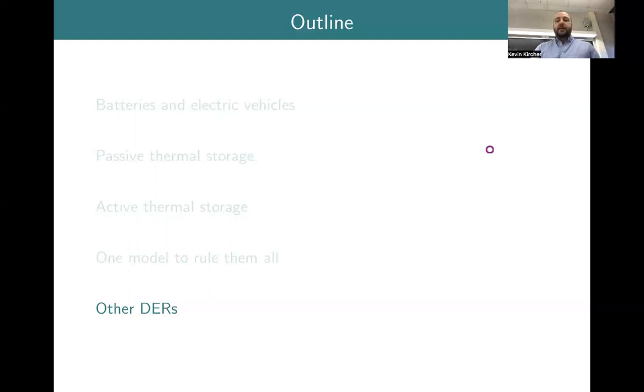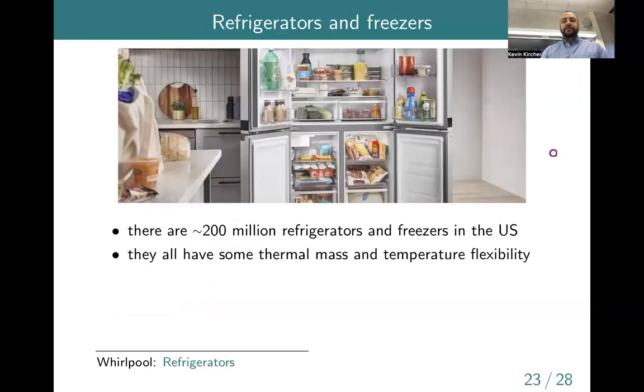All right, so let's move on then and, rapid fire, talk about a couple of other DERs. Another classic one is refrigerators and freezers. Individually, these things typically only use a few hundred watts, but there are a ton of them, right? Basically every home has a fridge, maybe a freezer too. So there are about 200 million of these things in the US.